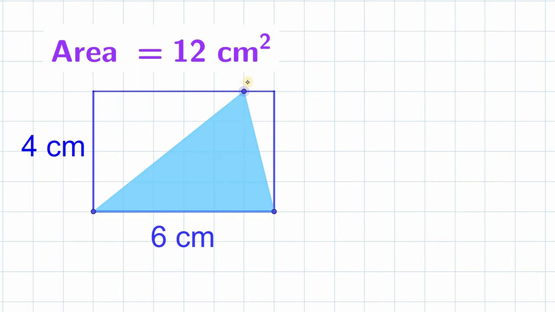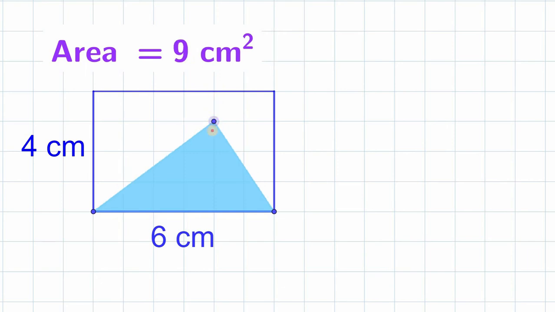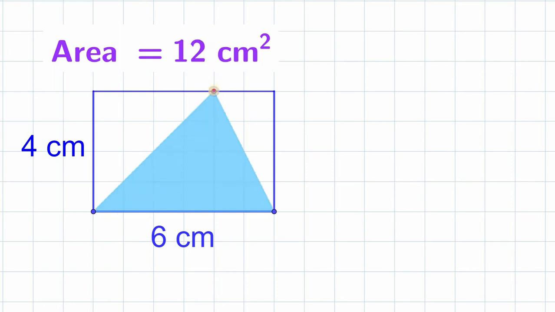So move across here. You can see the area is not changed at all. If I move down, it gets smaller. Even further down, it gets smaller and smaller. So let's move back up. The area of this is the same as the area of this. No matter how many centimeters I move across, the area stays the same, and the reason is that the base of the triangle is still 6 and the height is still 4.